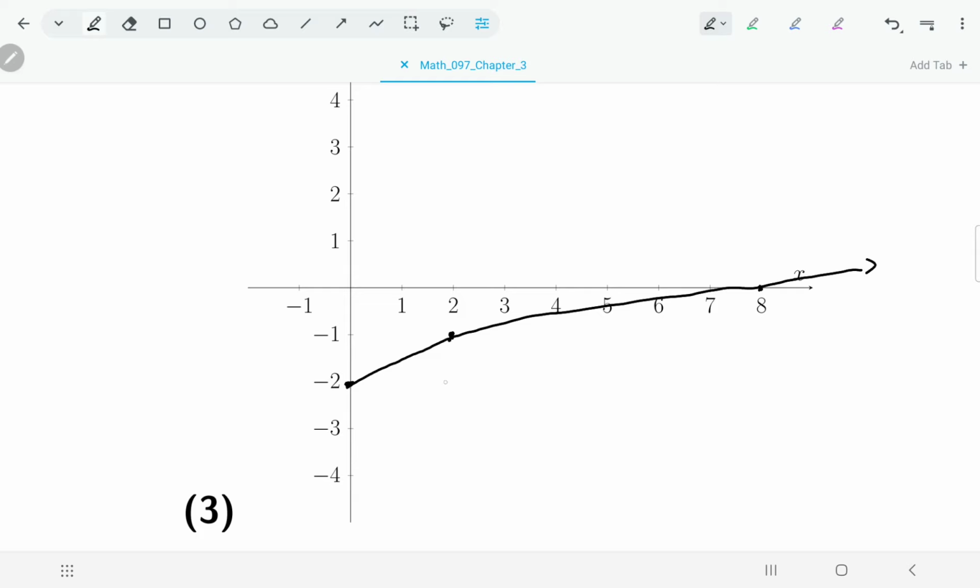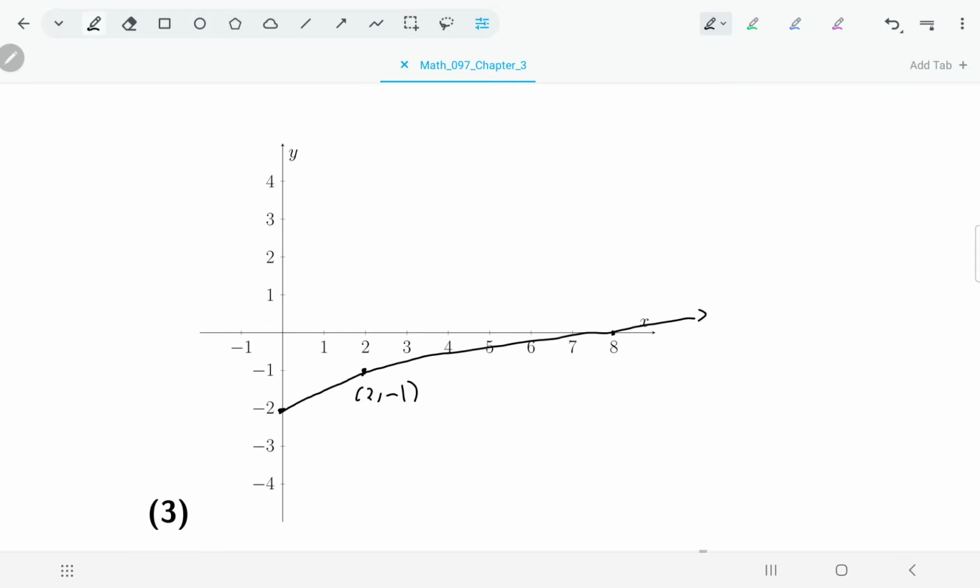And I'm just going to label that with its points. The only one that I really have to label here is (2, -1). The other 2 points are on the x-axis and on the y-axis at a tick mark, so I can leave them unlabeled. And there we go, that's my graph of y equals square root of 1/2 x minus 2.